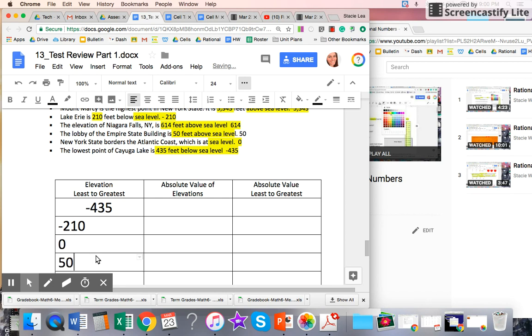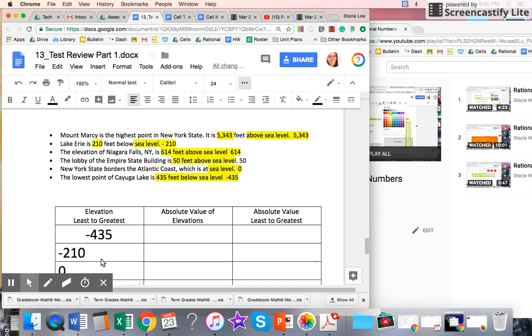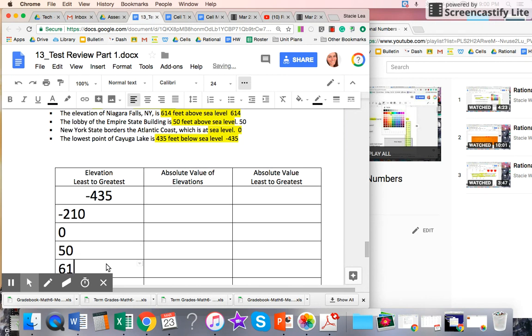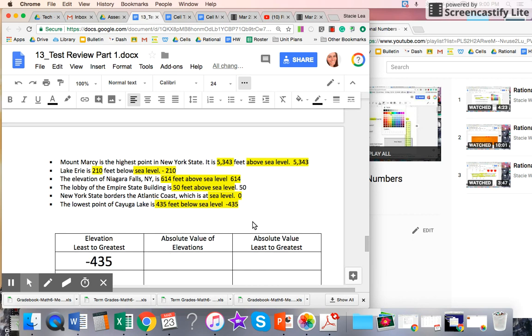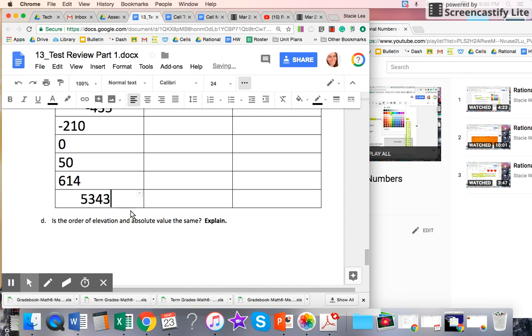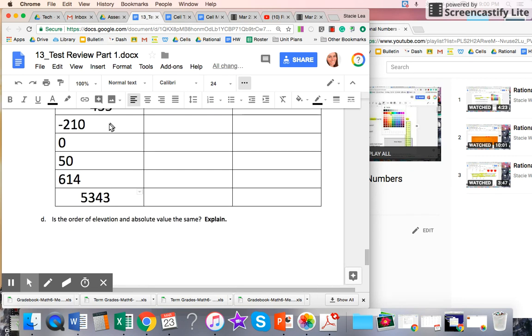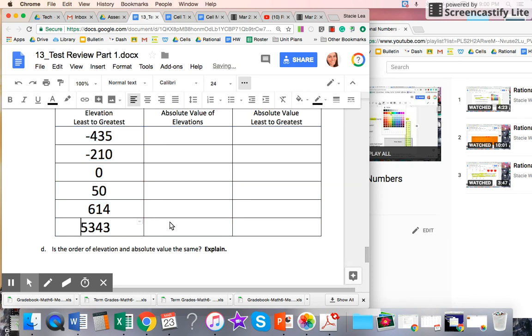Then 50. Then to the right of 50 would be what? I guess, 614. And then I would have 5,343. Was that right? 5,343. Okay, and I'm going to just center all this so it looks easier to read. Not sure why this is doing that, but okay.